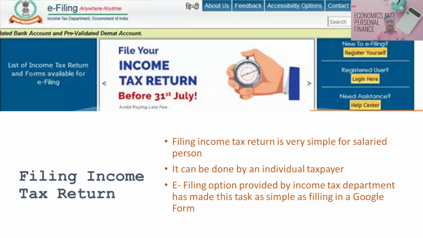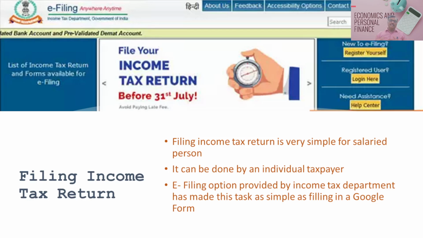Filling out an income tax return is really easy, especially for people who earn a salary. Any person who earns money can do it themselves. There is an option called e-filing, which the income tax department provides. It's like filling out a Google form. It's super simple. This e-filing choice has made everything much simpler. All you need to do is put in some of your information and where you have invested your money in the right spots, and you are finished.